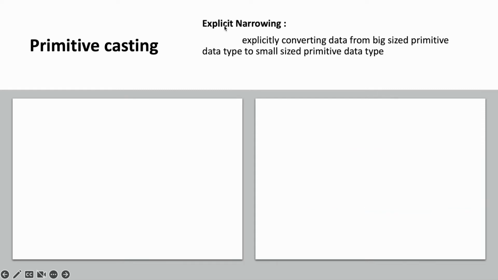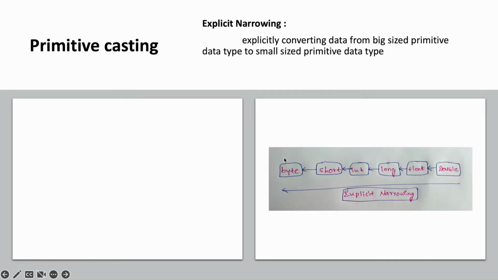Explicit narrowing is the second type of primitive casting. Explicit narrowing is nothing but the process of converting data from a big sized primitive data type to a small sized primitive data type. If you see in this diagram, double is the bigger size, so we are trying to convert into the lower size float, and long is lower than float, and the int data type is smaller than long data type. So the process of converting a big data type to a small data type is called explicit narrowing.